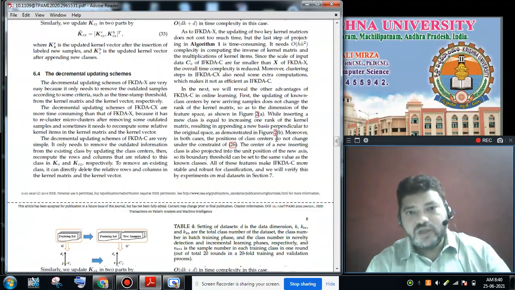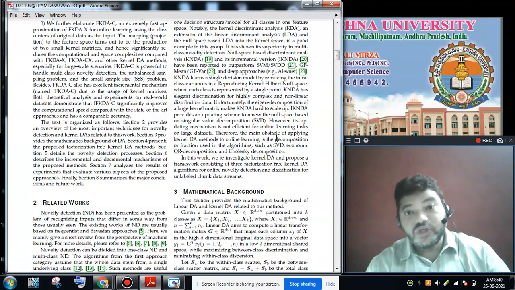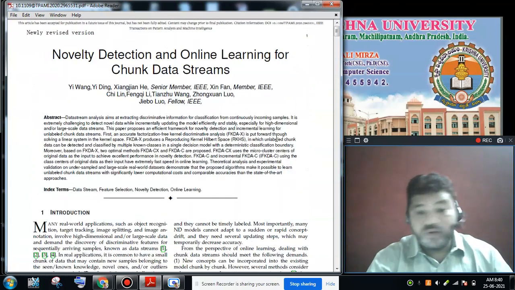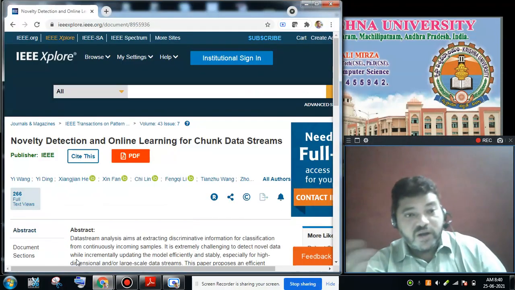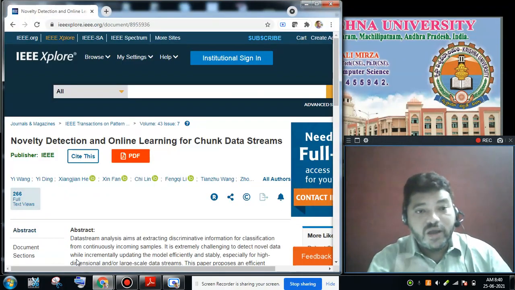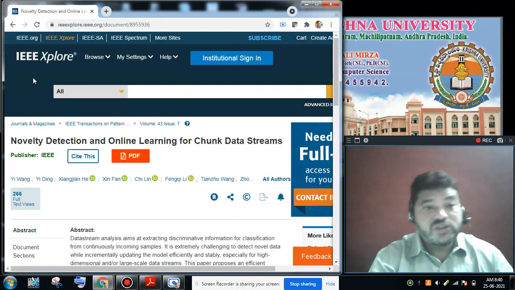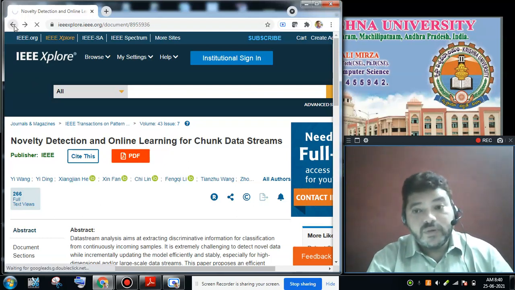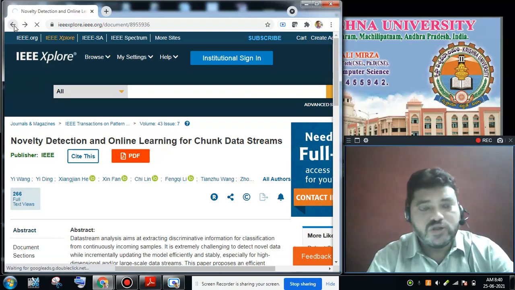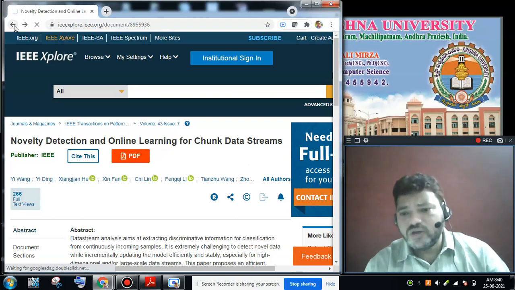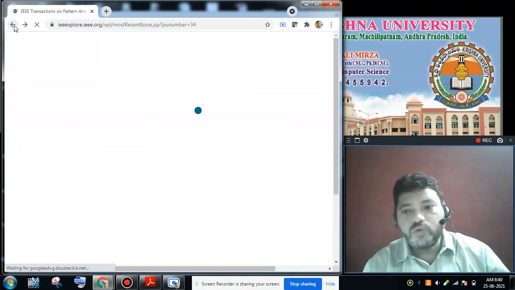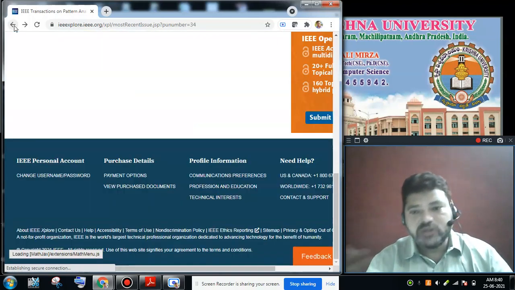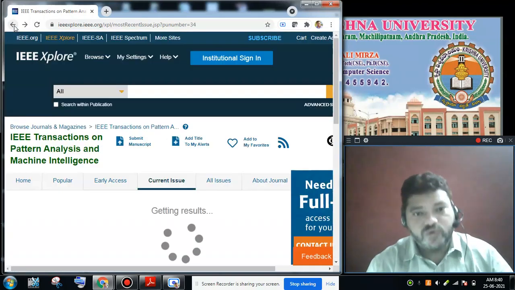And now you see here, so this paper is published in one of the reputed journals, I can say here. So that is this novelty detection in the IEEE Transactions on Pattern Analysis. Okay, so this is one of the reputed journals. So for publishing in such a journal you should have a good depth paper, and of course this paper has all the good qualities.